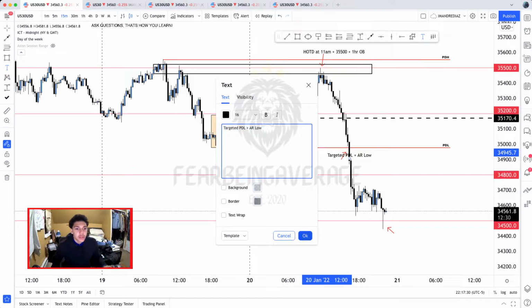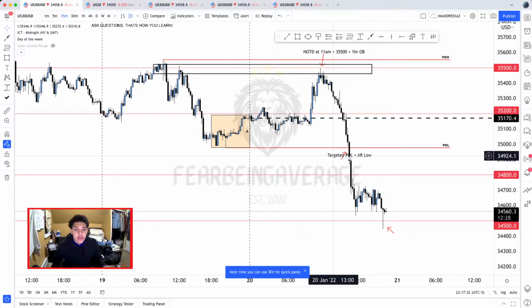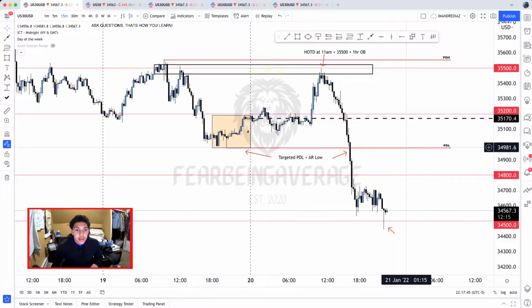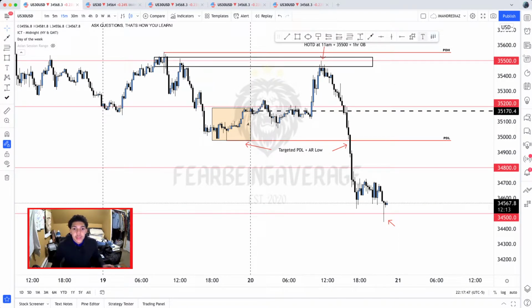What did I forget? I forgot the E. So that's just like that. We targeted the previous day's low along with the Asian range low, and I'm gonna draw the arrows right over here, just like that, and I'm gonna put these in the middle of it, just like that. And then from here, what happened? Where did we make the low of the day? We made the low of the day after tapping into 34,500.